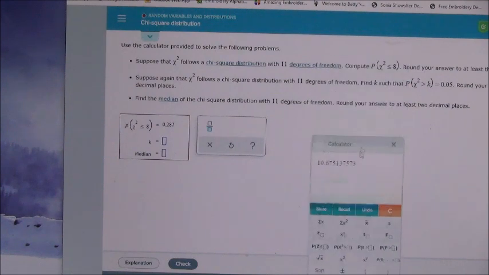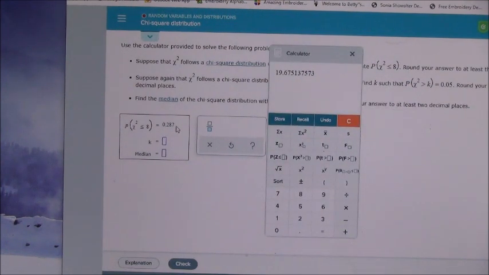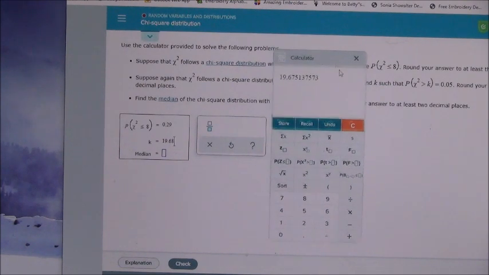Two decimal places on this one. Does it say round to at least? So this one I could have rounded off to 0.29, and this one I can have 19.68. Now you can go farther than that. I could have left that one at 3 decimal places, but it says at least 2, so I was all right. So that's how I do it on here. If I have the area, I'm going to use my chi-squared.